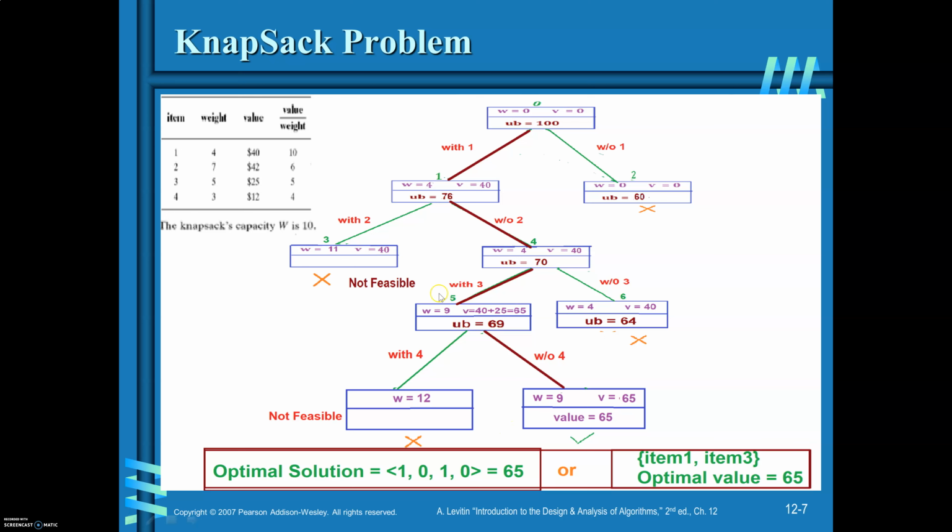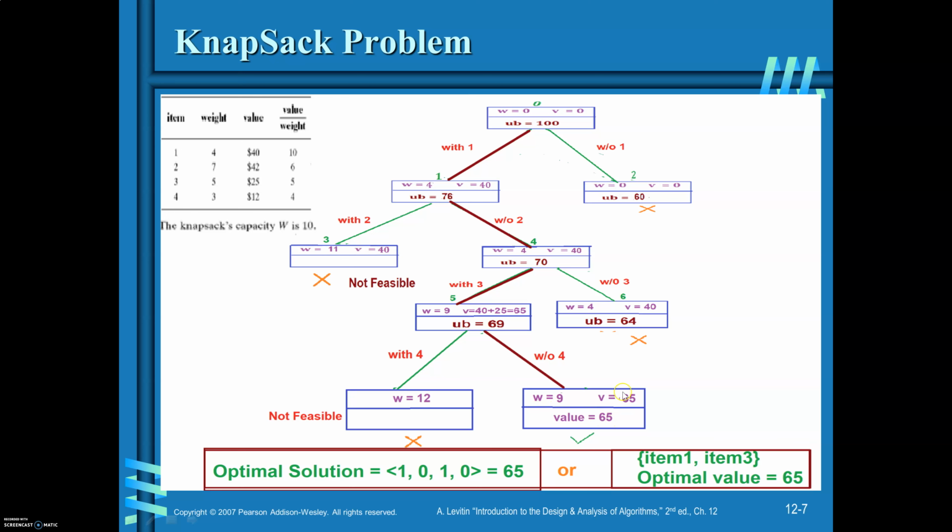So now you have to make a decision whether to consider the fourth item into the sack or not. If you consider the fourth item into the sack, then the total weight will be 12. That is, already you have considered 2 items into the sack with the total weight 9. And when you try to consider the fourth item into the sack, 9 plus 3, that is 12, which is exceeding the capacity of the sack, that is 10. So this is not feasible.